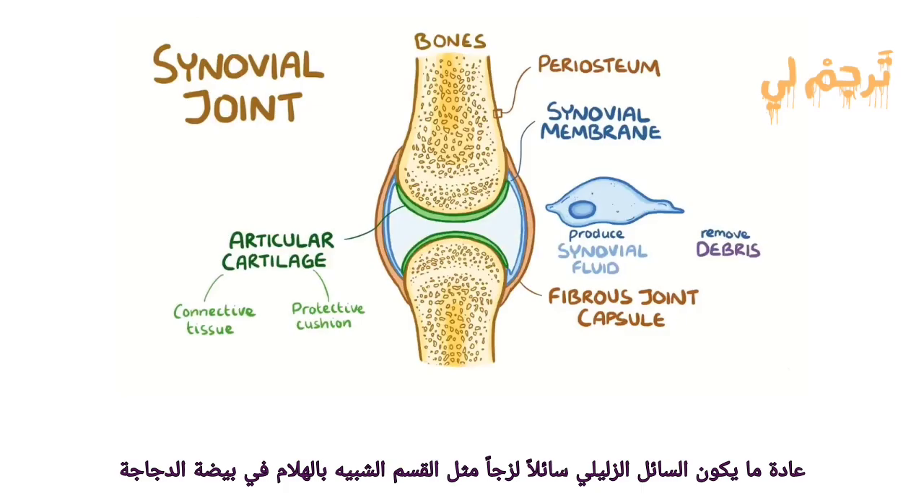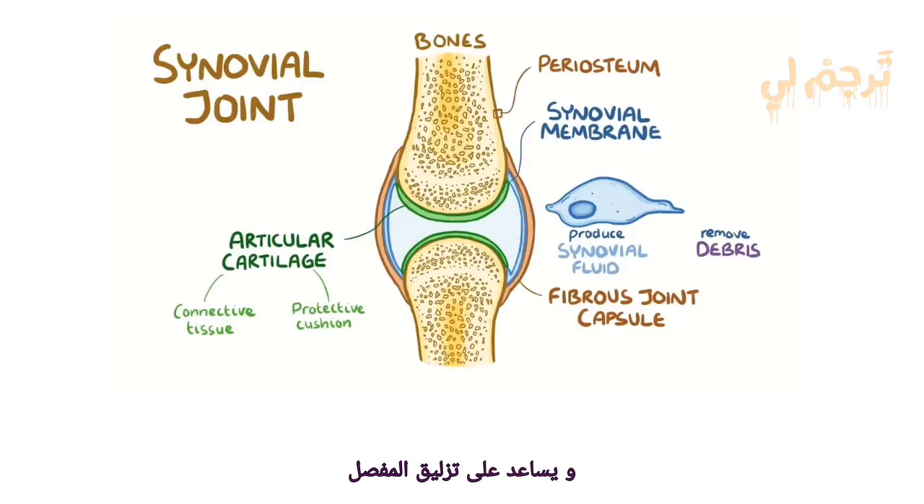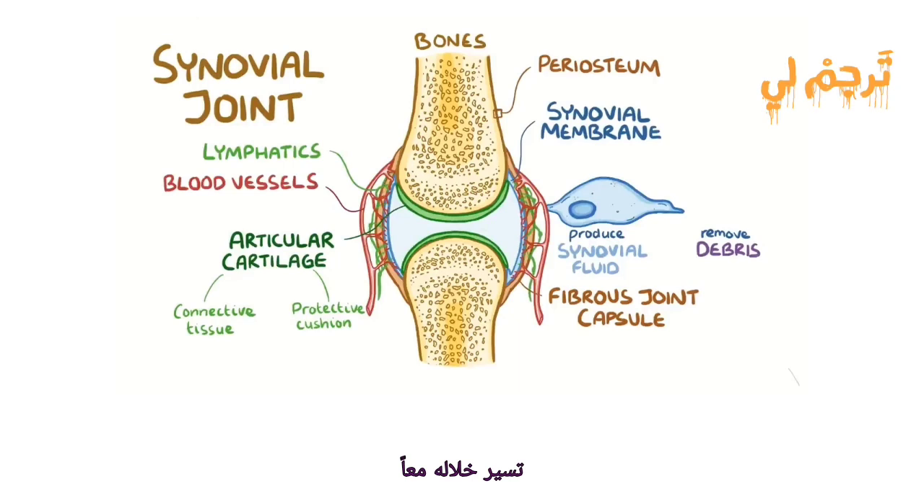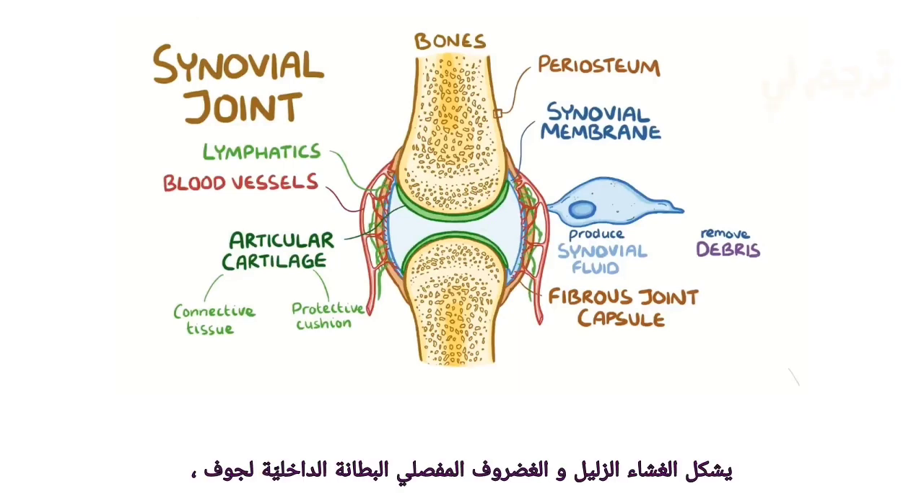The synovial fluid is normally a viscous fluid like the jelly part of a chicken egg, and it helps to lubricate the joint. To help serve these synovial cells, the synovial membrane also has blood vessels and lymphatics running through it. Together, the synovial membrane and the articular cartilage form the inner lining of the joint space.